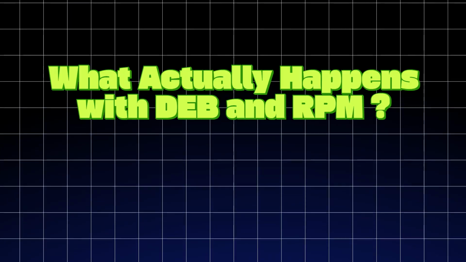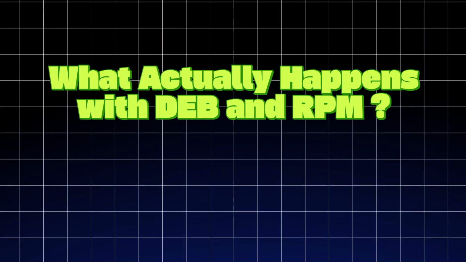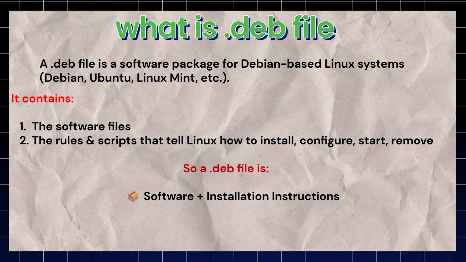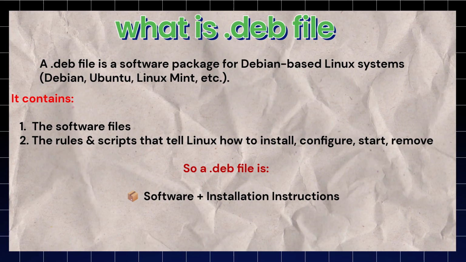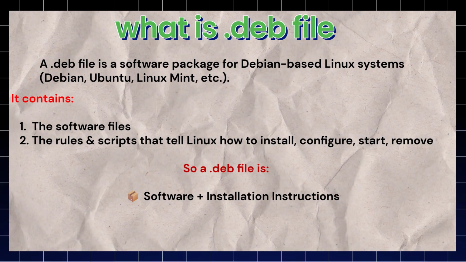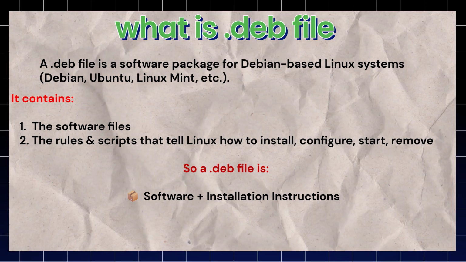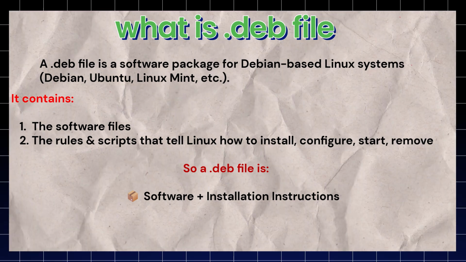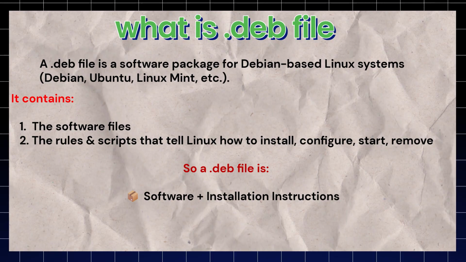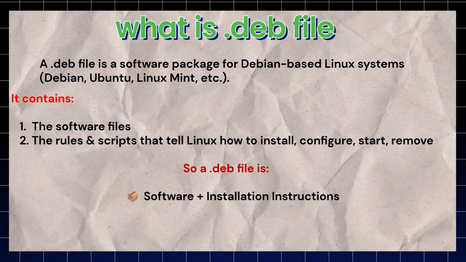Now let's talk about DEB and RPM packages. Let's understand what a .deb file really is. A .deb file is a software package used in Debian-based Linux systems, like Debian, Ubuntu, and Linux Mint. But here's the important part. A .deb file is not just the software itself.